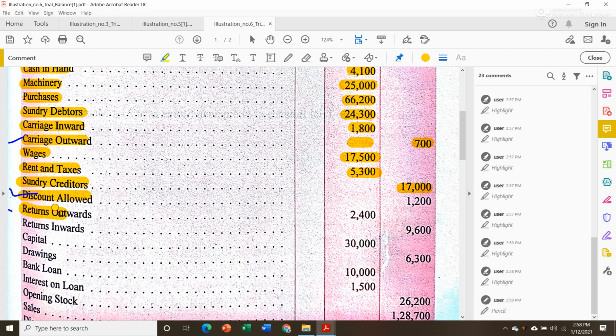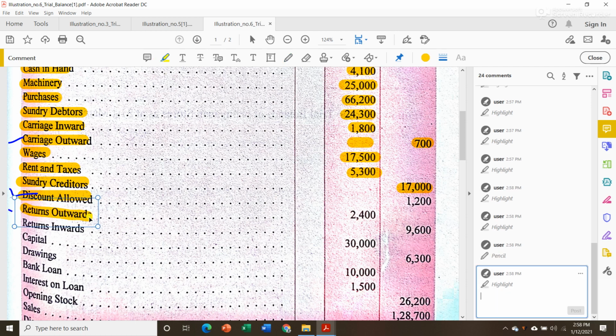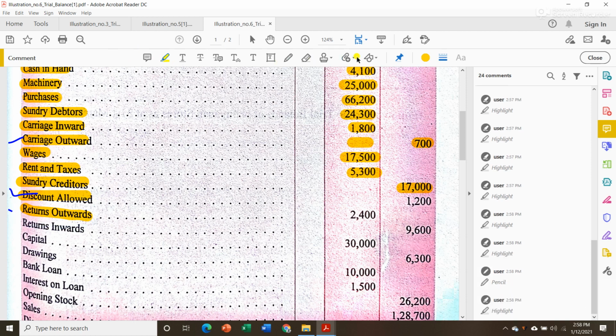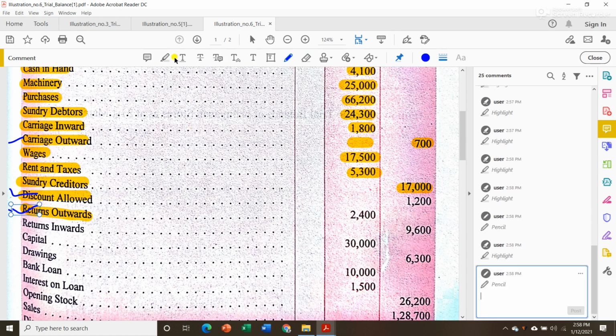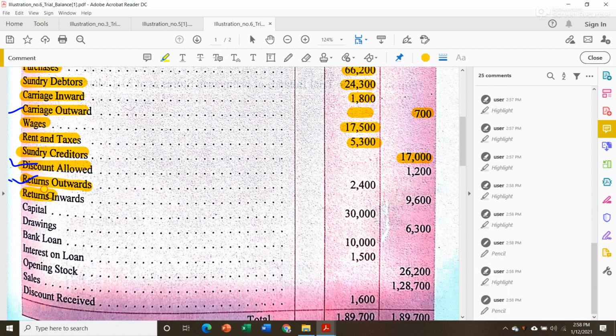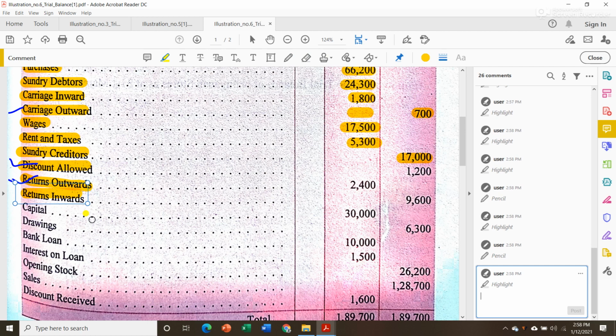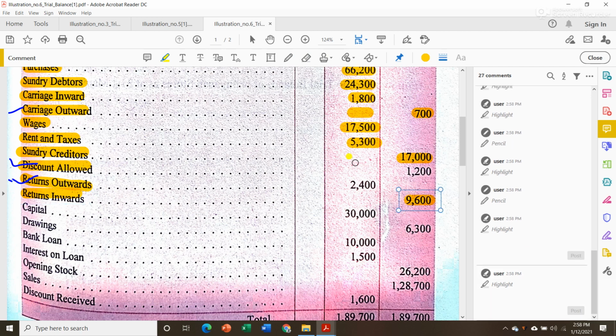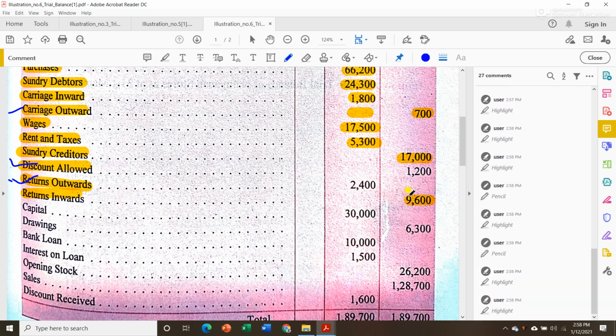Then next we have returns outwards. Returns outwards means purchases return. Purchases return should be in the credit side. So again he had made a mistake. He should be writing it in the credit side, but he wrote it in the debit side. Then next we have returns inwards. Returns inwards is nothing but sales return. So if sales is credited, sales return will be debited. So see, again a mistake here. This 9,600 should be in the debit side.